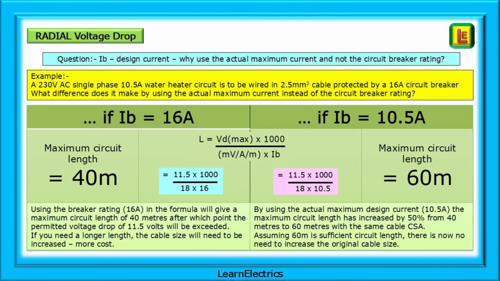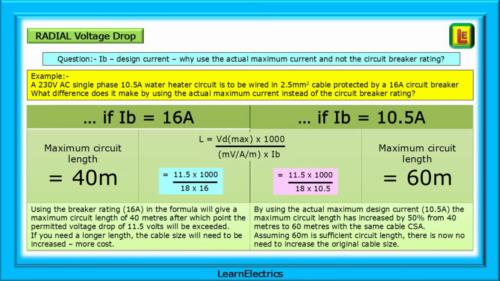Practice these calculations yourself to improve your technique. Using the breaker rating of 16 amps in the formula will give us a maximum circuit length of 40 meters. Using the breaker rating indicates that if the length exceeds 40 meters, the maximum permitted voltage drop of 11.5 volts will be exceeded. But is it?